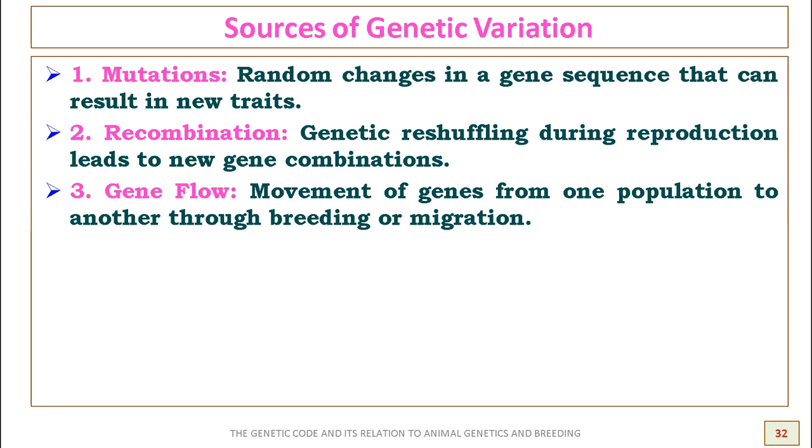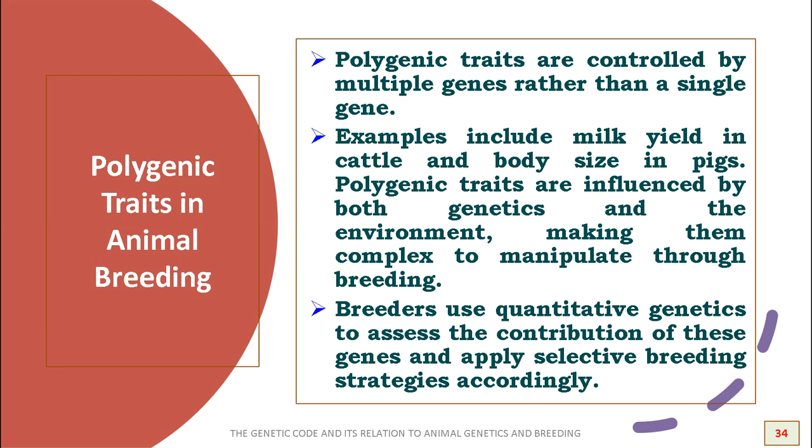Then there are polygenic traits in animal breeding. Polygenic traits are controlled by multiple genes. Poly means multiple genes rather than a single gene. Examples include milk yield in cattle and body size in pigs. These are controlled by polygenic traits in cattle and pigs respectively. Polygenic traits are influenced by both genetics and the environment, making them complex to manipulate through breeding.